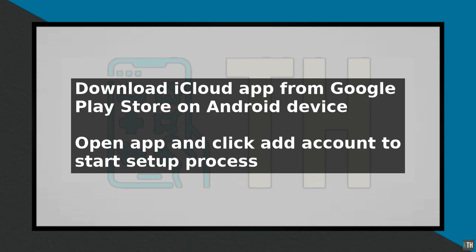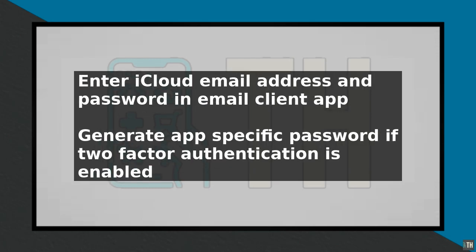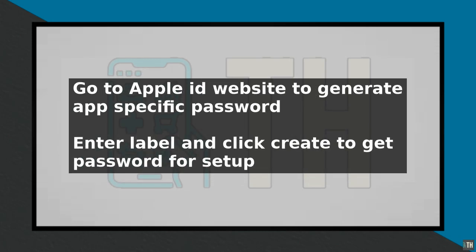If you have two-factor authentication enabled on your iCloud account, you will need to generate an app-specific password from the Apple ID website. To do this, go to the Apple ID website, sign in with your Apple ID and password, and click on Security. Scroll down to the Apps using iCloud section and click on Generate Password. Enter a label for the password and click Create. You will then be given a password that you can use to set up your iCloud account on your Android device. Enter this password in the email client app and click Next.